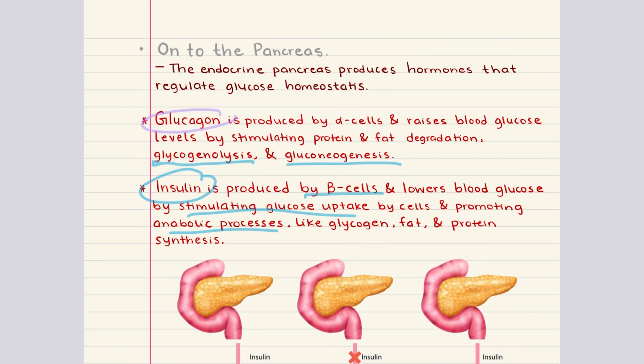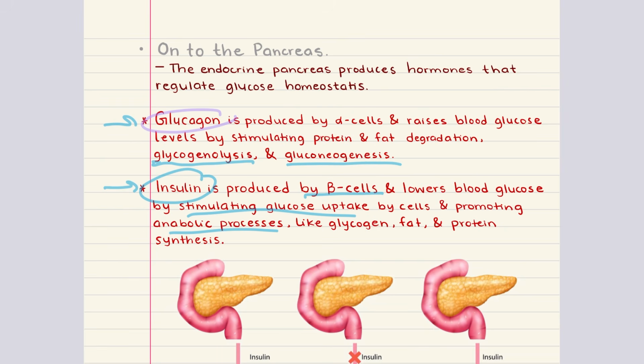So together, insulin and glucagon work like a seesaw to maintain balance. Glucagon raises blood sugar and insulin lowers it. Now, when the balance between insulin and glucagon is disrupted, the body's ability to regulate glucose begins to fail, and that brings us to diabetes.